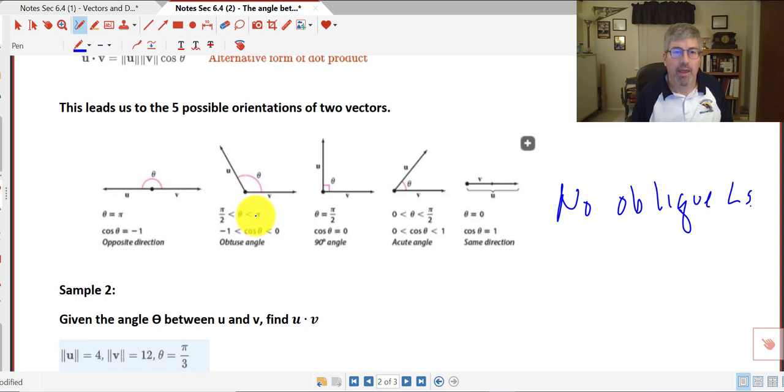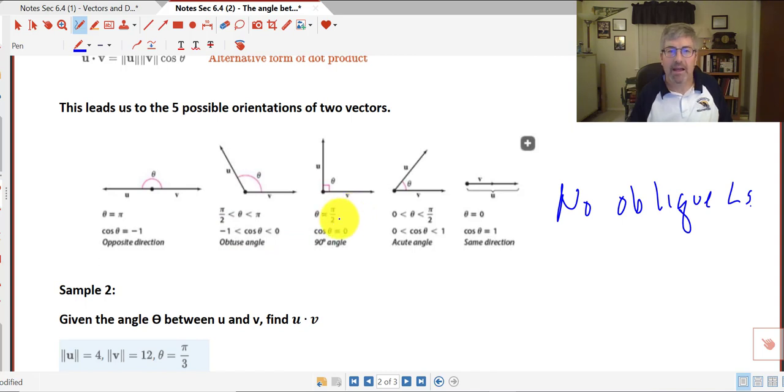And obtuse angles are going to be greater than 90 and less than 180 degrees, or theta is greater than pi over 2 and less than pi. And again, knowing our unit circle, the cosine of theta is going to be between 0 and -1. So those are the properties of our obtuse angle.